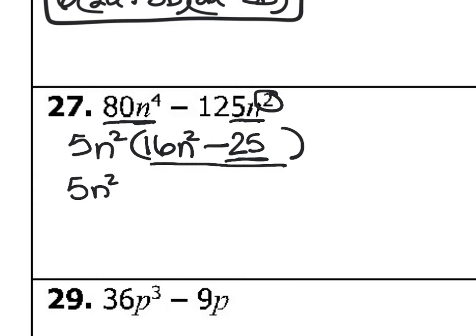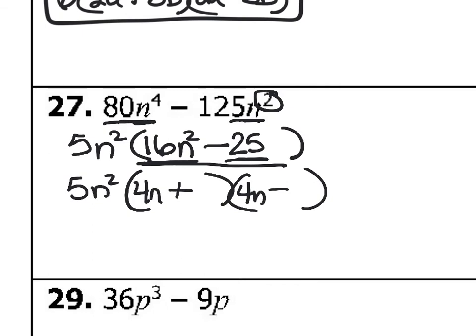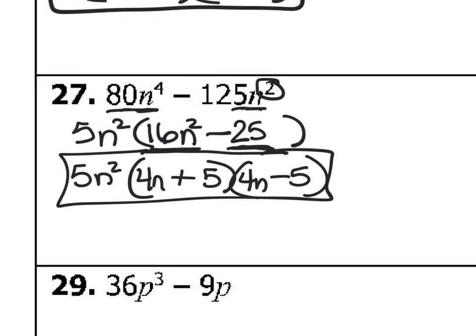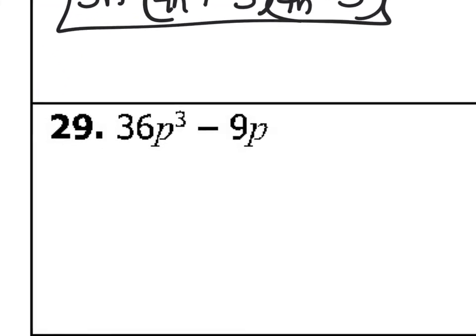This is a difference of squares. So it'll be 2 binomials, one's plus, one's minus. And your first term is going to be the square root of 16n squared, which is 4n. And then your second term will be the square root of 25, which is 5. So there's your answer. I've got 2 more.